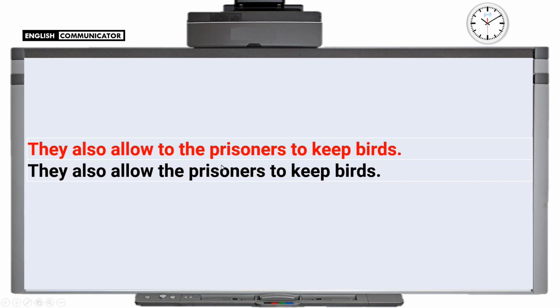They also allow to the prisoners to keep birds. Okay, it's wrong. You know why? Look, they also allow the prisoners to keep birds. So the difference is that to is used two times, and it is not possible. Okay, so use only one to where it is necessary. They also allow the prisoners to keep birds. So only one to. They also allow the prisoners to keep birds.